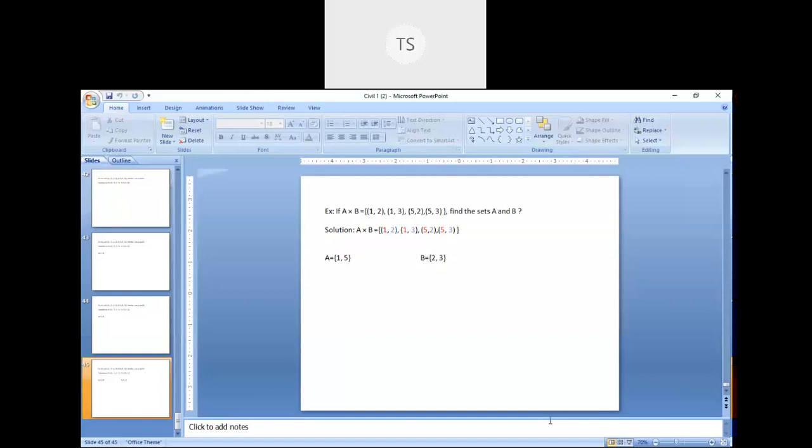Same logic. Yes, you can practice. We will practice some examples. It is the same logic. You have to choose the first elements from the first set A and the second elements from the second set B.